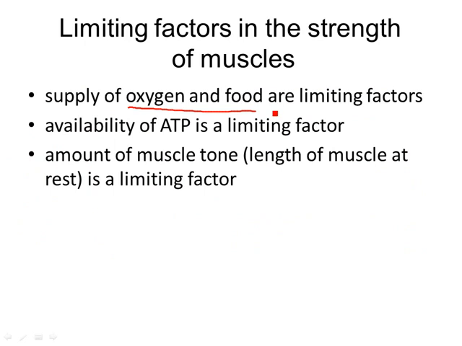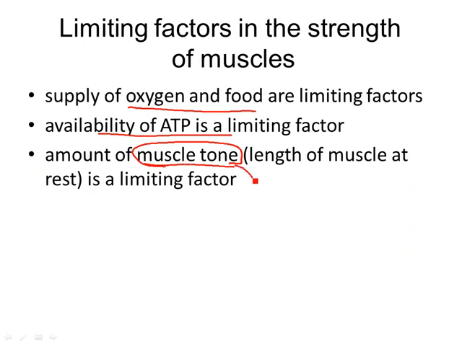If you don't have oxygen and you don't have sugar, then you can't make ATP. So the availability of ATP is a limiting factor. All right, you've got to have that. You've also got to have muscle tone. Those muscles have to be in shape and optimally stretched to be ready to go.